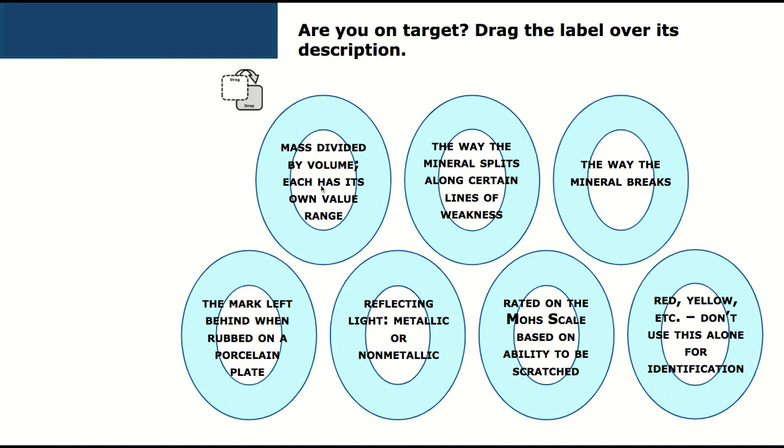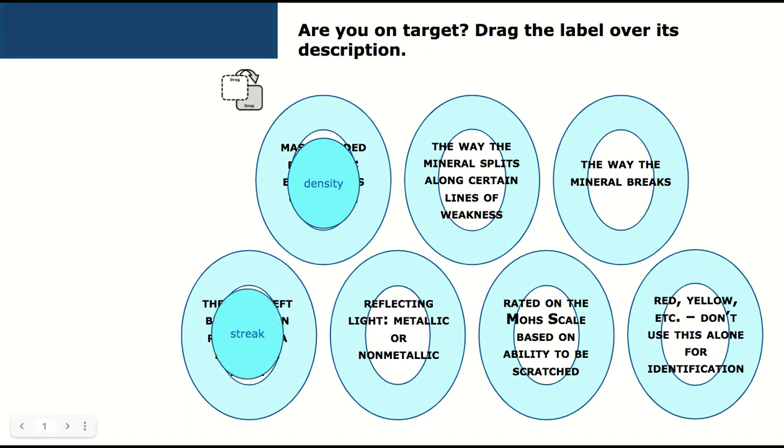So first of all, mass divided by volume, that's density. We did that early in the year. We can use density to identify a mineral. Next, the mark left behind when a mineral is rubbed on a plate, that's streak, the streak test. We'll do that in class today.